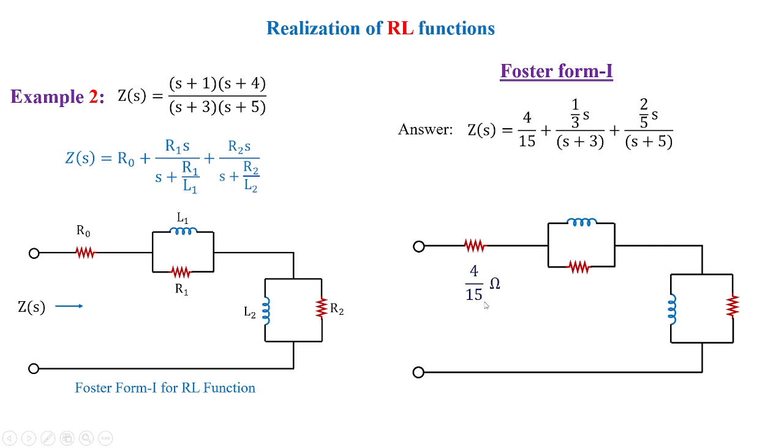The first parameter is the impedance, which is changed to resistance value as 4 by 15 ohms. Then the resistance value is changed to 1 by 3 ohms for this function, and for the inductance value we just multiply this 1 by 3 with 1 by 3, which will give the value as 1 by 9 henries. The similar fraction you can apply for this 2 by 5s by s plus 5, where we are going to get the value as 2 by 5 multiplied with 5. In the denominator, we get 25. Overall, 2 by 25 henries. So this is the Foster form 1 representation for example 2.